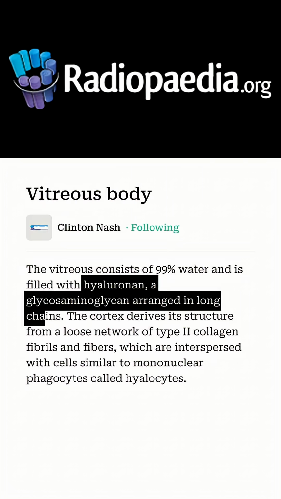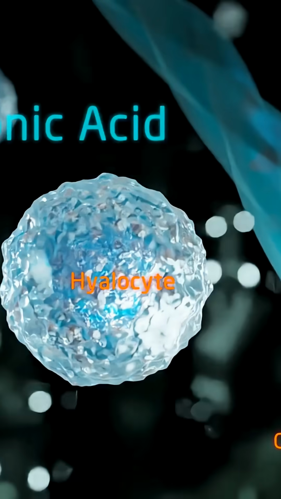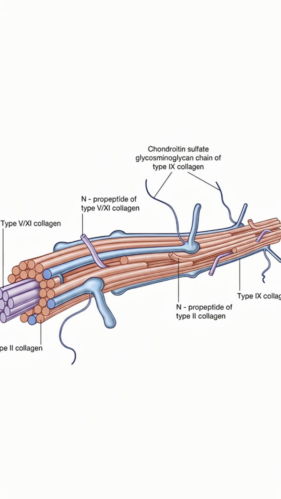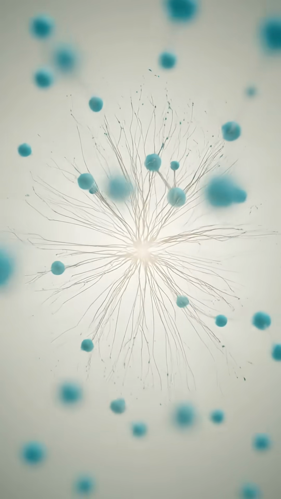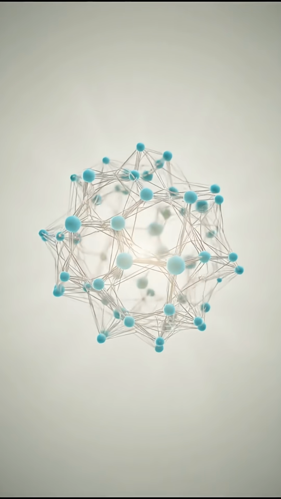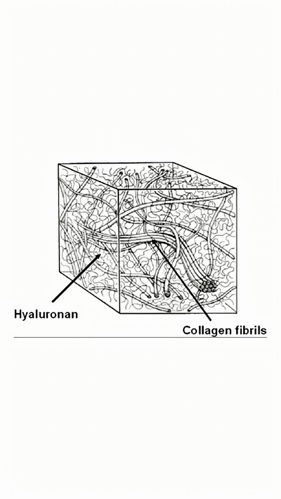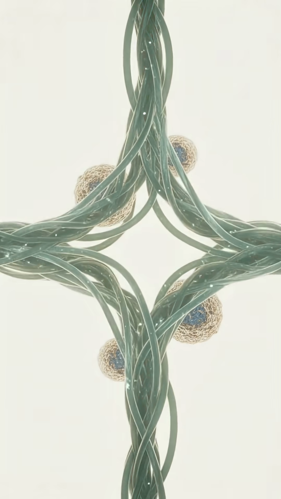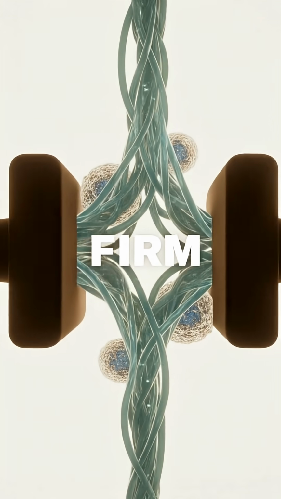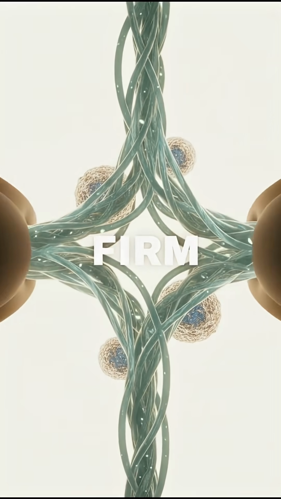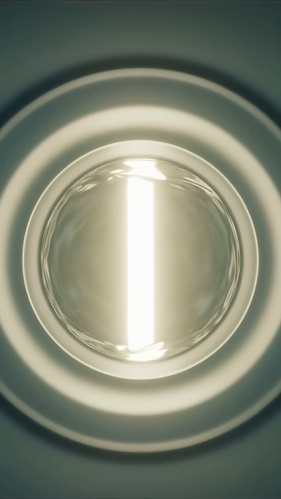The vitreous is about 99% water, but it's not just liquid sloshing around. The other 1% is a delicate network of collagen fibers and a molecule called hyaluronan. Think of it like a superfine, invisible spiderweb suspended in a watery gel. This structure gives the vitreous its unique, springy consistency, firm enough to support the eye, but clear enough to let light pass through without distortion.